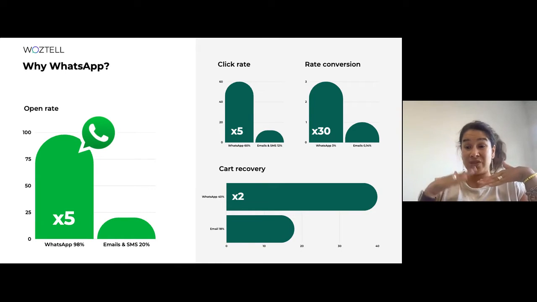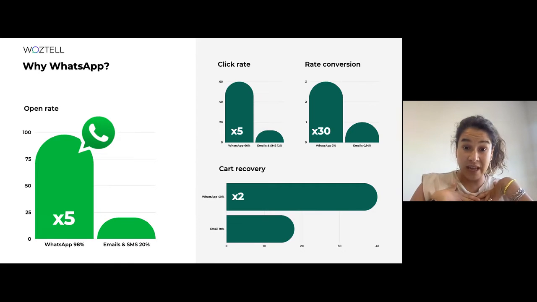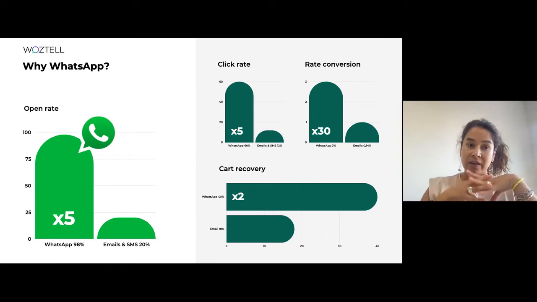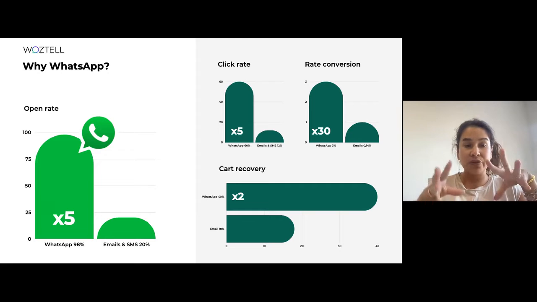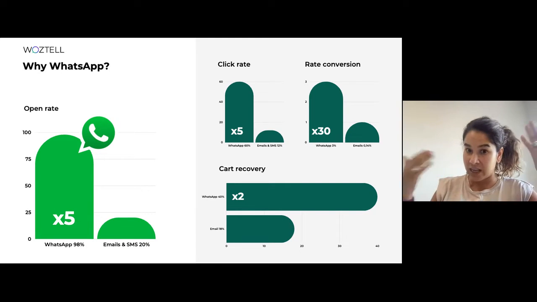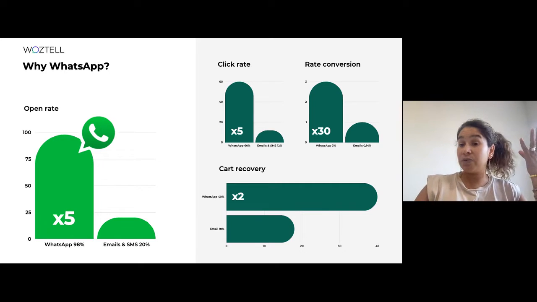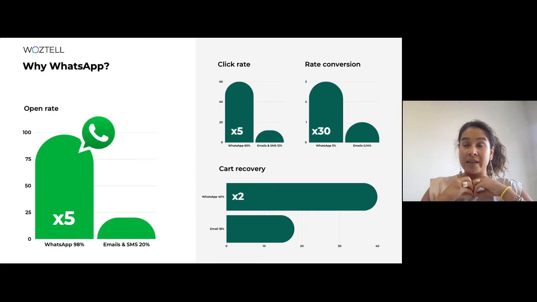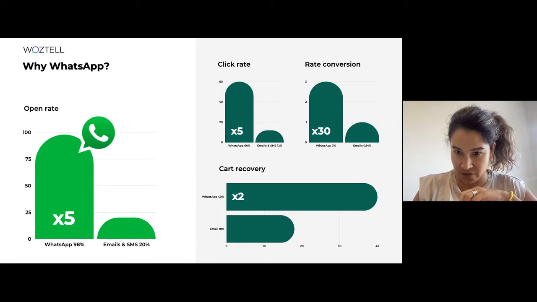Obviously, it goes down a little bit more, right? Also, the click rate is connected. Everything is connected in here. If you see that the open rate is at 98%, then you're going to see that the click rate is going to be at 60%, compared to the 12% on email and SMS. And we're getting closer to those clicks being converted into sales, right?